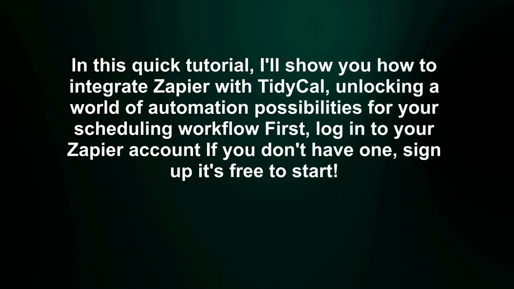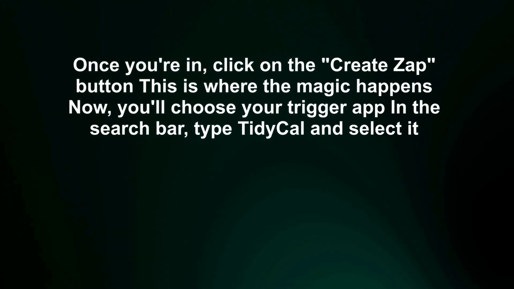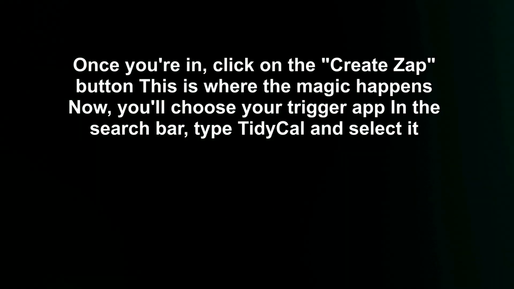First, log into your Zapier account. If you don't have one, sign up, it's free to start. Once you're in, click on the Create Zap button. This is where the magic happens. Now, you'll choose your trigger app. In the search bar, type TidyCal and select it.